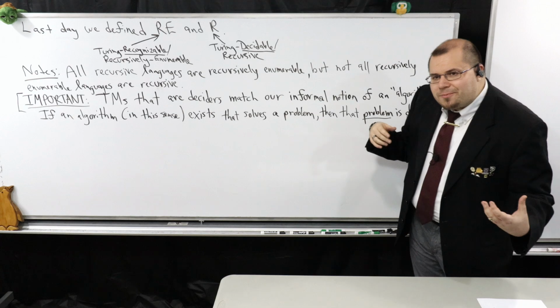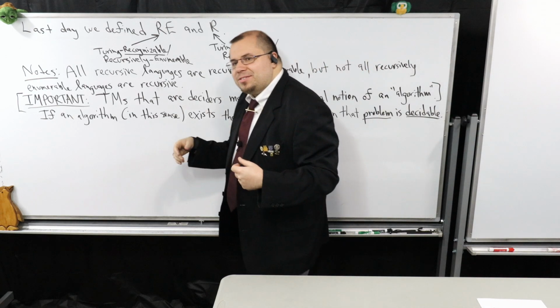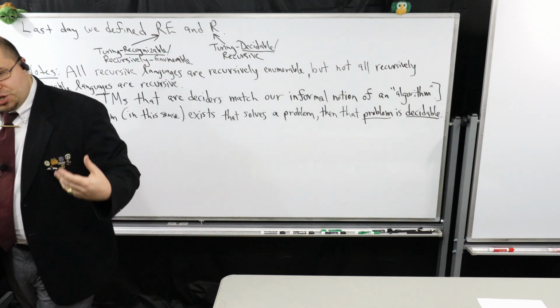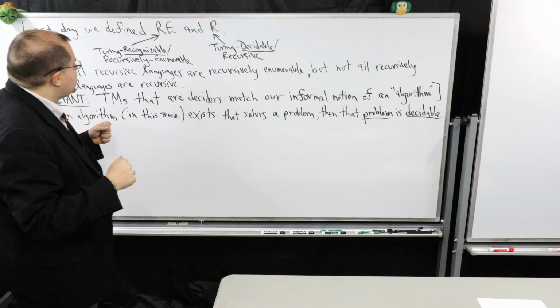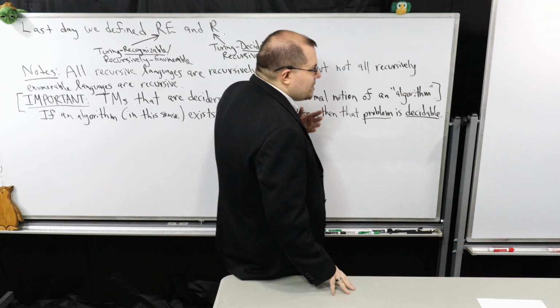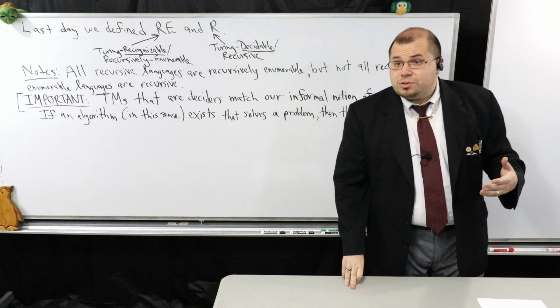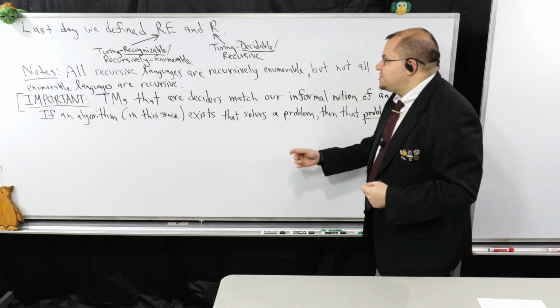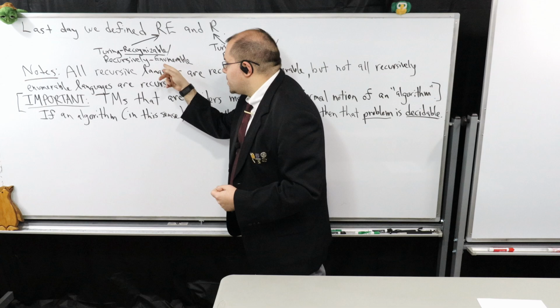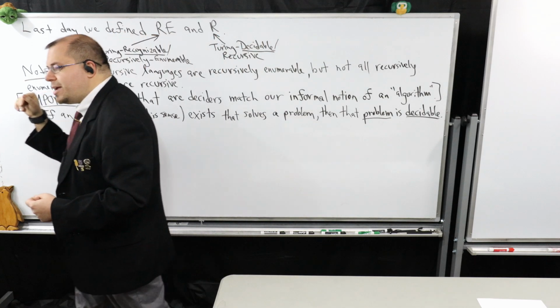So I just want to pick up from where I was last day. Last day I was talking about the language of a Turing machine, and I gave you a formal definition based on instantaneous descriptions of a Turing machine. And then at the end of class last day, I defined two sets of languages. I described the so-called Turing recognizable or recursively enumerable languages.